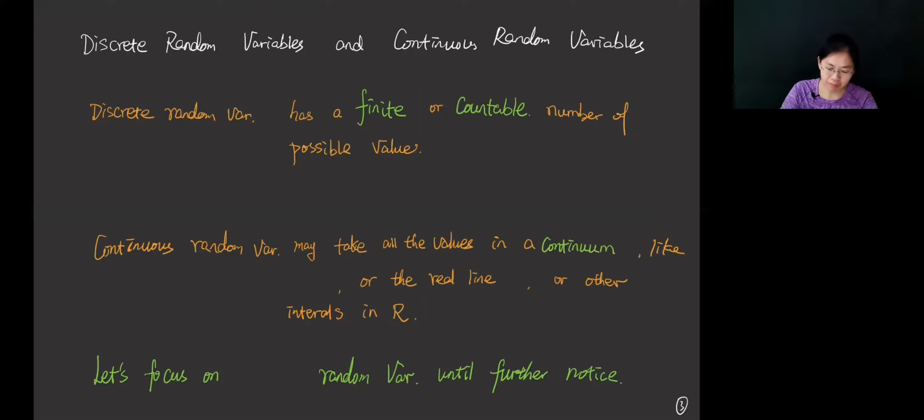What is a continuum? Let me give you a few examples. A continuum is something like the 0 to 1 interval, or the real line denoted by R, or other intervals on the real line. Let's for now focus on discrete random variables until further notice. We will talk about continuous random variables, but let's start with discrete random variables.